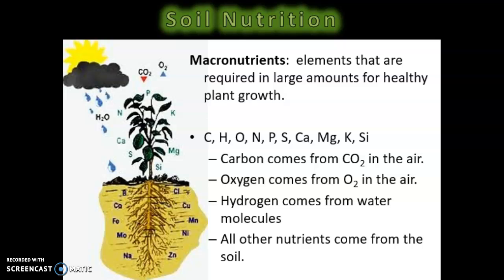Hi everyone, today's lesson is on soil nutrition. So we're going to be talking about macronutrients today. A macronutrient is any element that the plant requires in large amounts in order to be healthy.